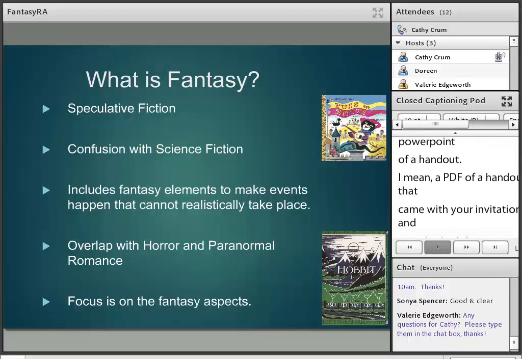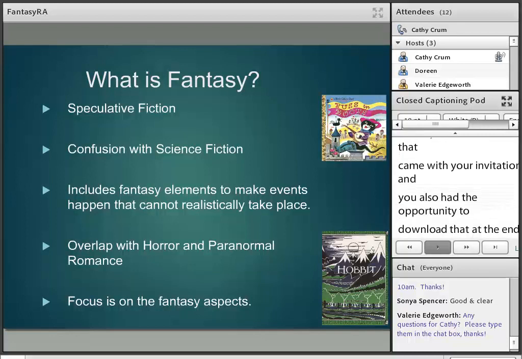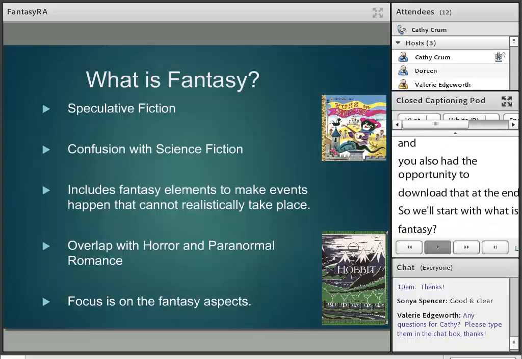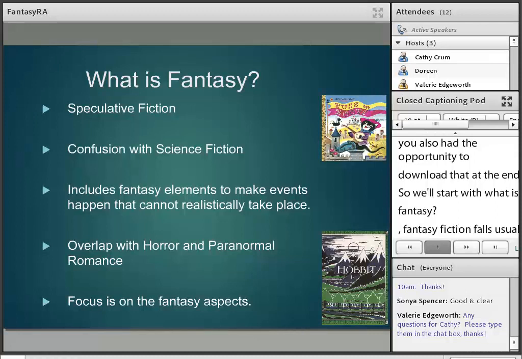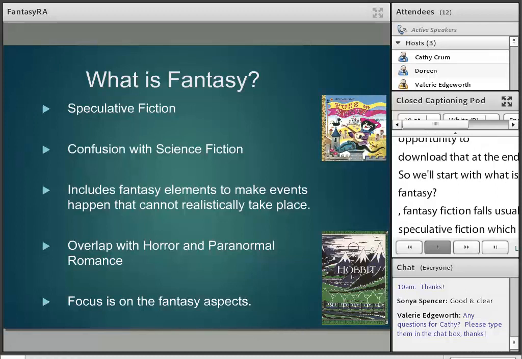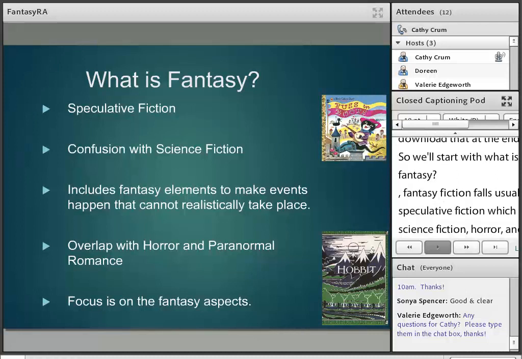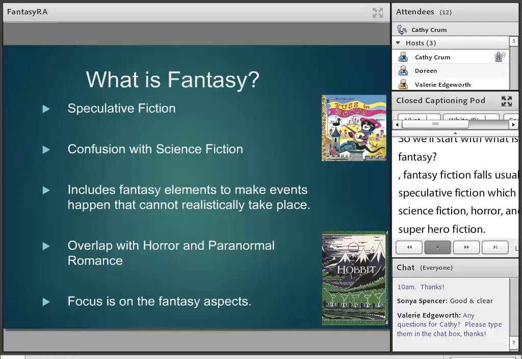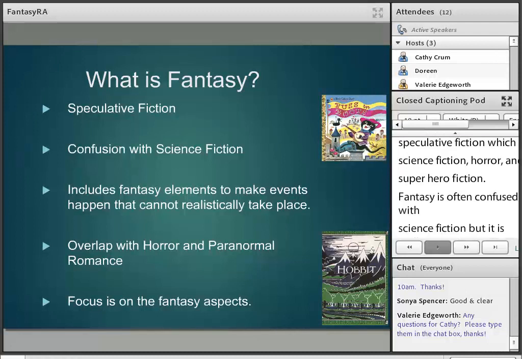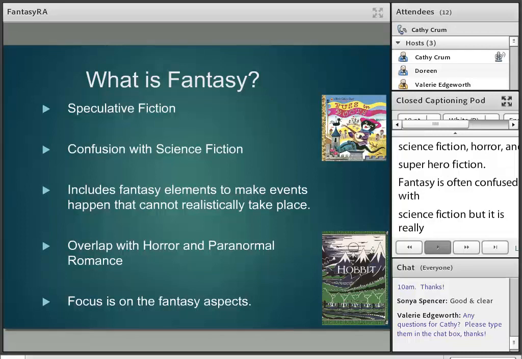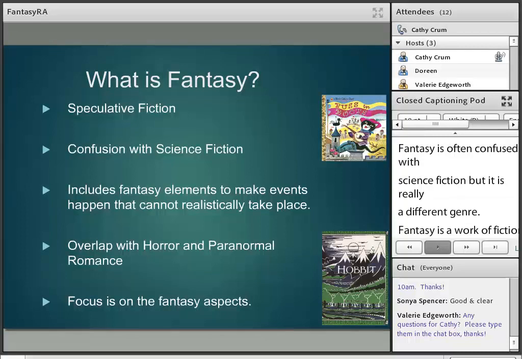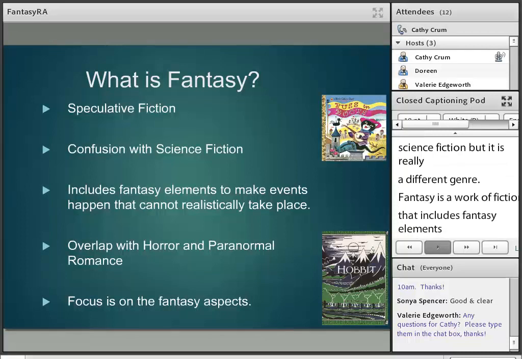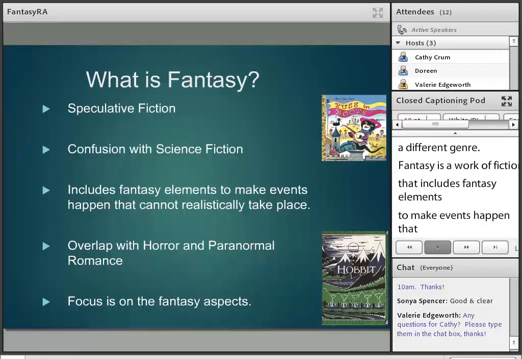Okay, so we're going to start with what is fantasy. Fantasy fiction falls under speculative fiction, which is an umbrella term for genres such as science fiction, horror, and superhero fiction. Fantasy is often confused with science fiction, but it's really a different genre. Fantasy is a work of fiction that includes fantasy elements to make events happen that cannot realistically occur in the world as we know it.